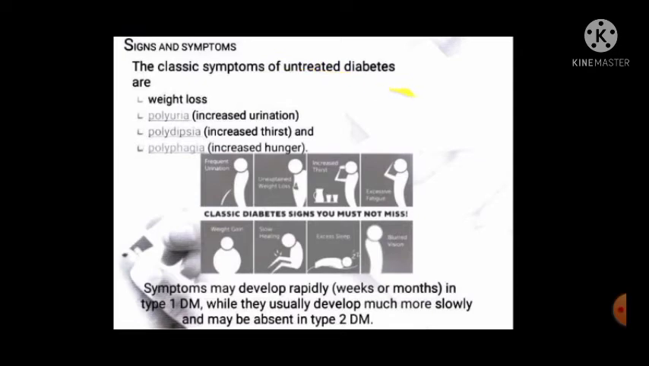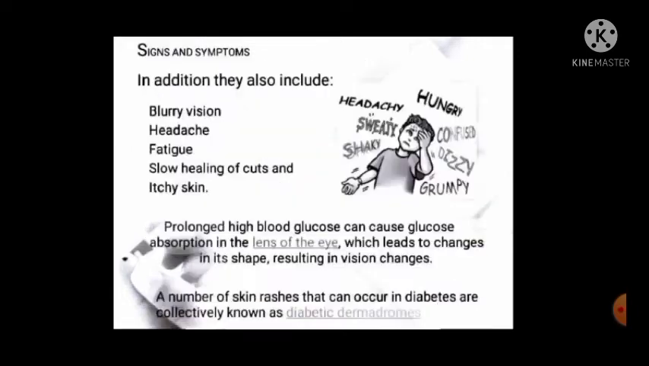Signs and symptoms of diabetes. The classical symptoms of untreated diabetes are weight loss, polyuria, meaning increased urination, polydipsia, increased thirst, and polyphagia, increased hunger. These are the symptoms of diabetes. Symptoms may develop rapidly, over weeks or months, in type 1 diabetes, while they usually develop much more slowly and may be absent in type 2 diabetes mellitus. In addition, signs and symptoms also include blurry vision, headache, fatigue, slow healing of cuts, and itchy skin.